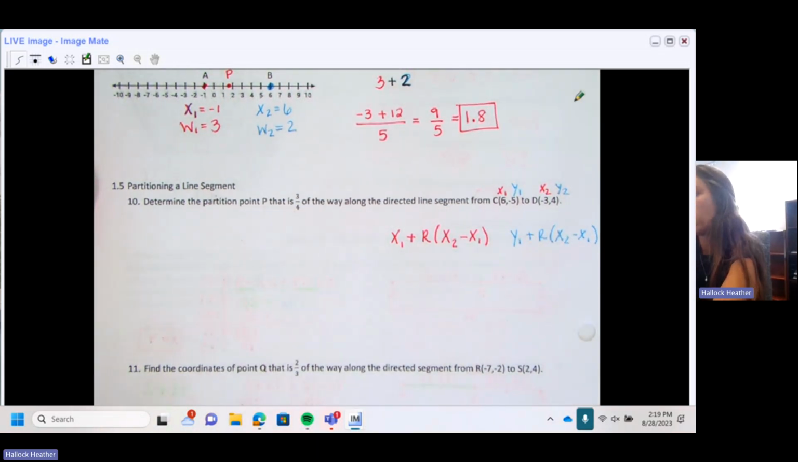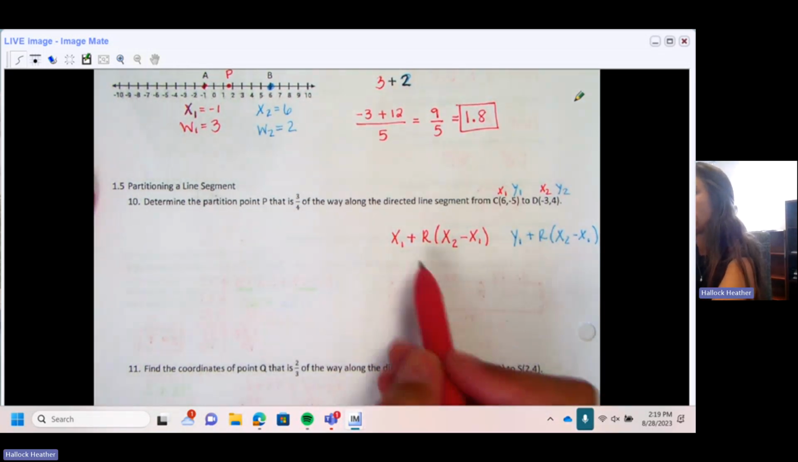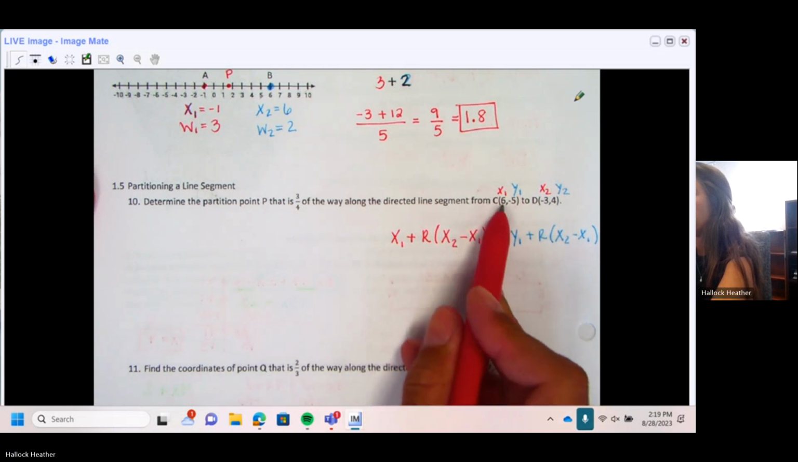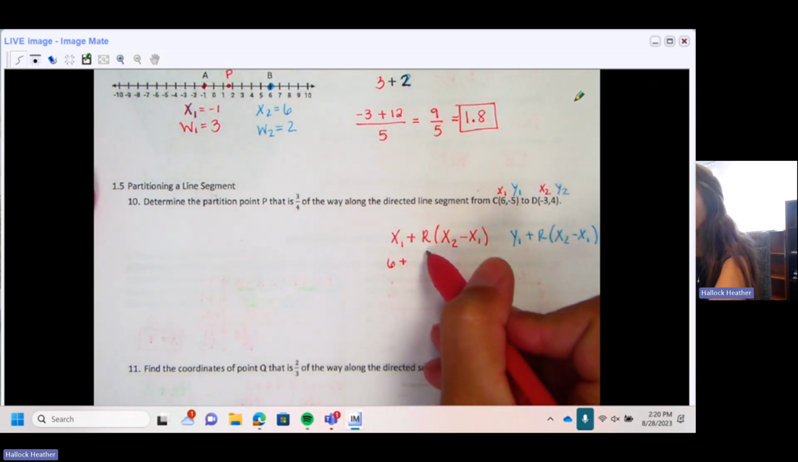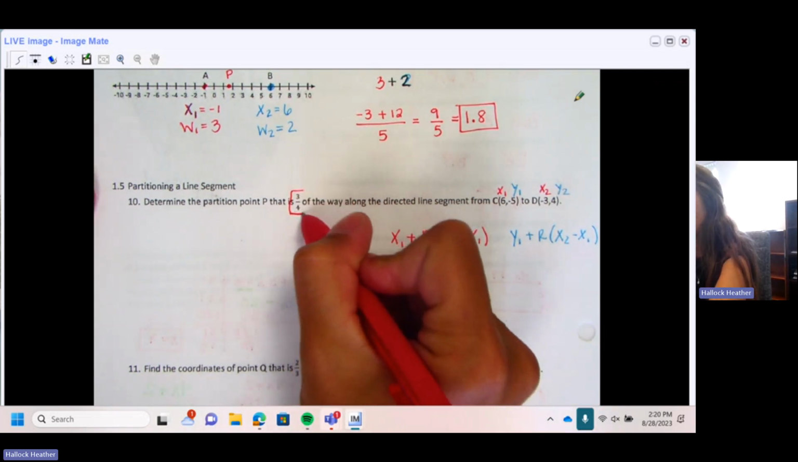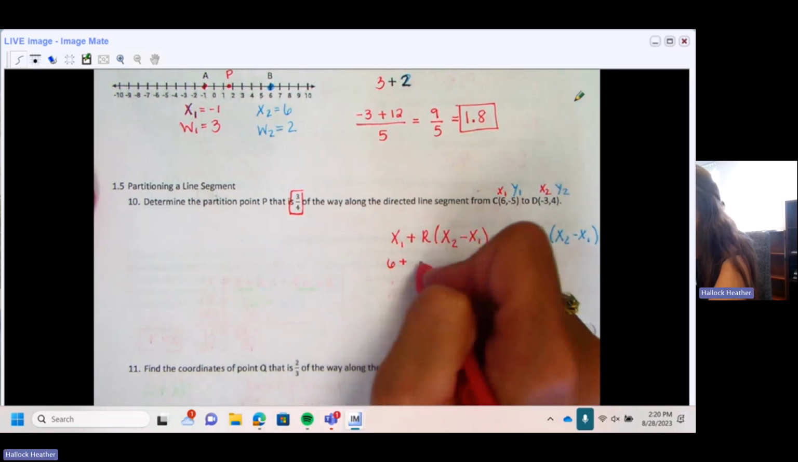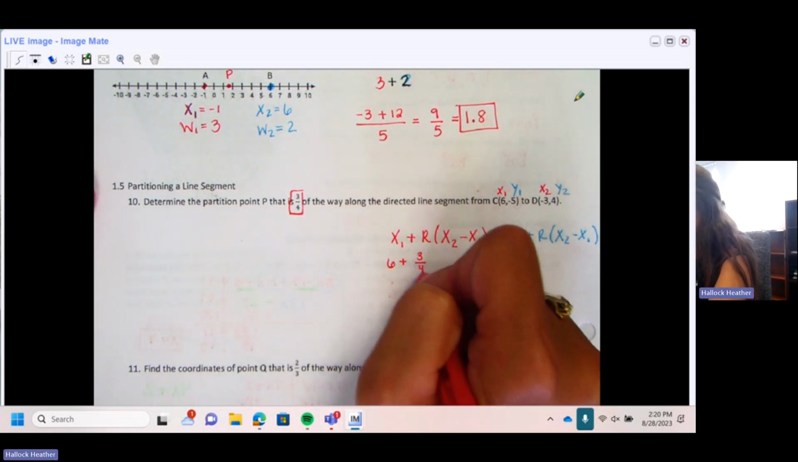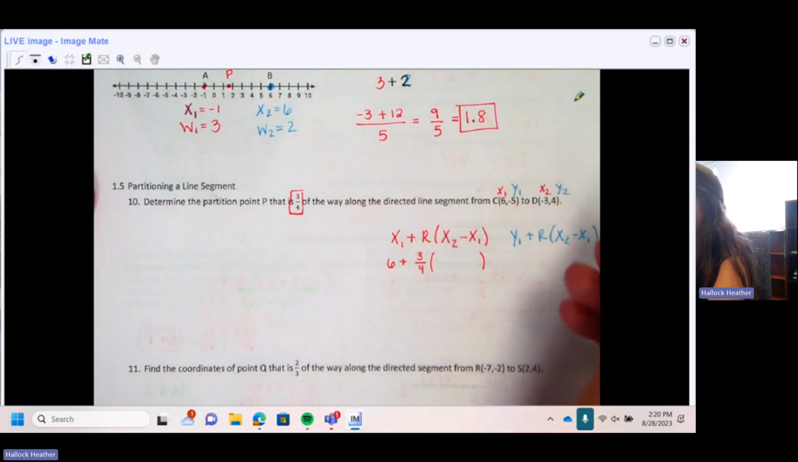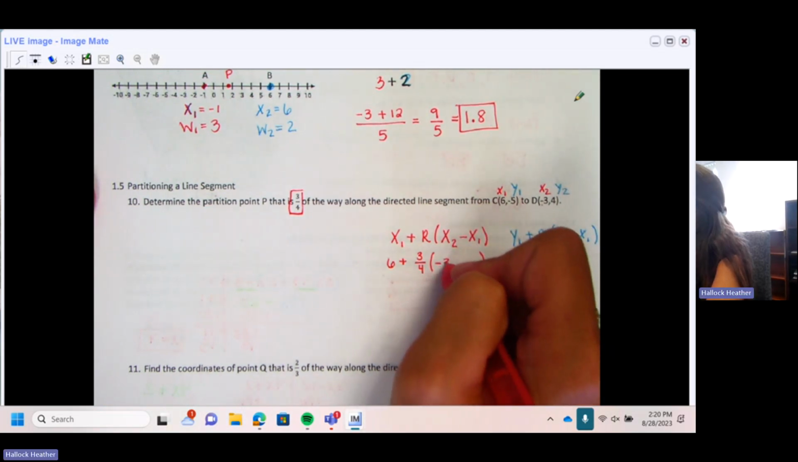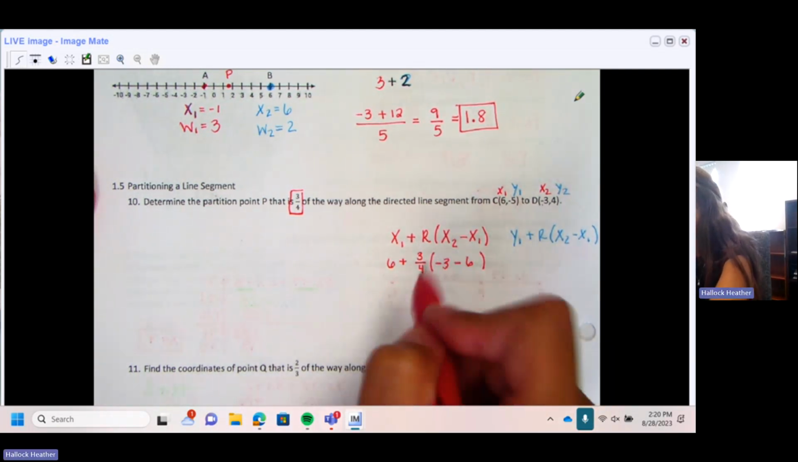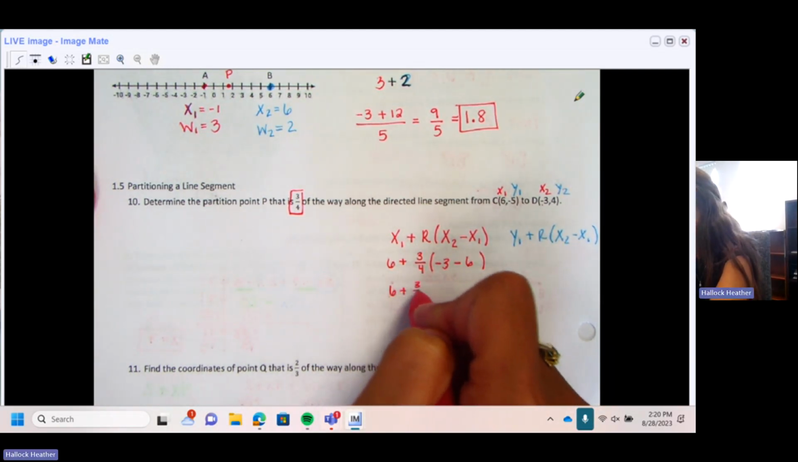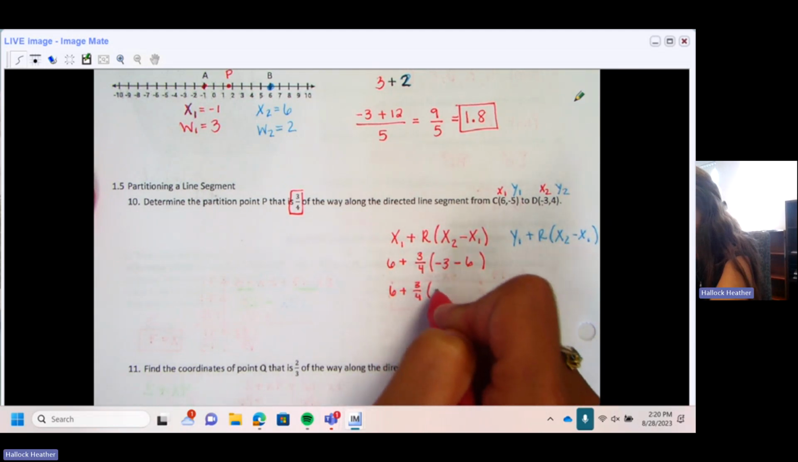And I'm going to plug in my values. So I'm going to do X's first. So the first X value is 6. I'm adding my ratio as a fraction. Since it gave me a fraction already, 3/4, I can just keep that as 3/4. In parentheses, I'm subtracting the difference. So I'm doing -3, x2, and I'm subtracting x1, which is 6. So I'm doing 6 plus 3/4 times the difference. -3 minus 6 is -9.